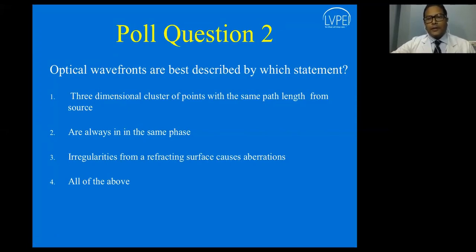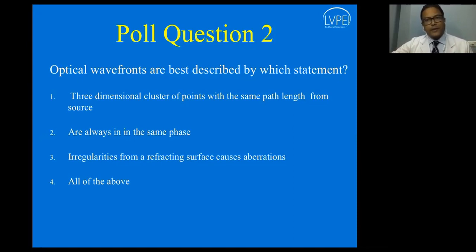So most of the participants have correctly answered, all of the above. When light passes through any optical media, it gets diffracted or refracted through a three-dimensional array, and that is the wavefront. If it is a perfect wavefront, it would have a particular orientation which would differ from person to person. Whenever light passes through any optical medium, there is an ideal way in which it would get refracted if there are no imperfections in the optical system.